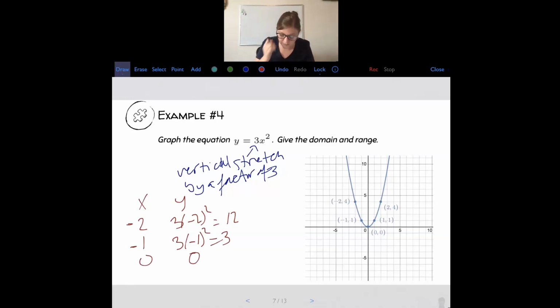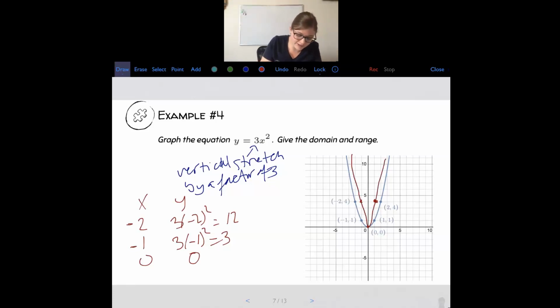Okay, so we can go ahead and graph this. So 0, 0 stays the same. 1, 1 is going to go to 1, 3 instead, and notice it's moving away from the x-axis. Okay, and same thing over here. And 12 will run off the page. Okay. So that is what it would look like.